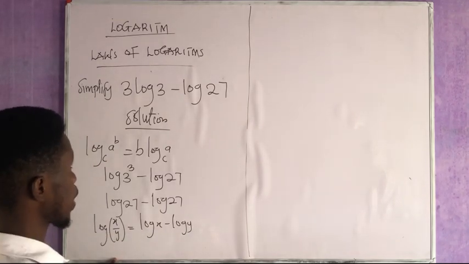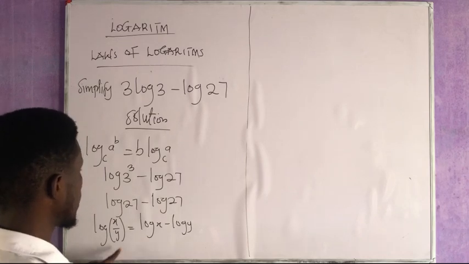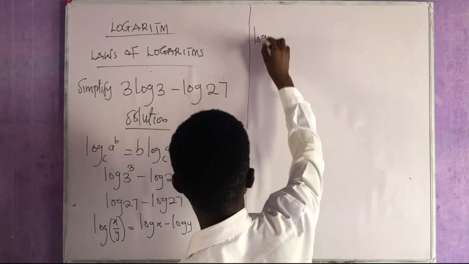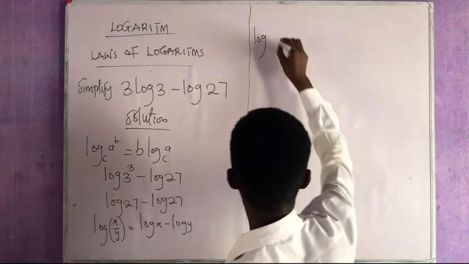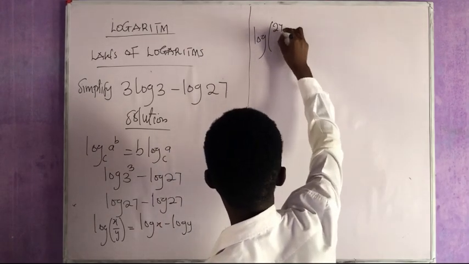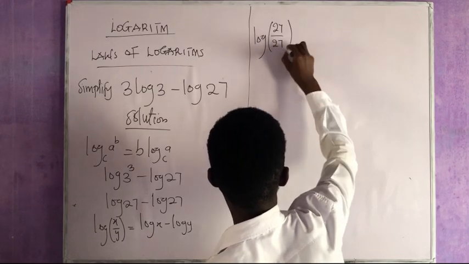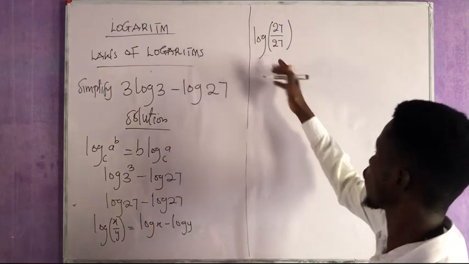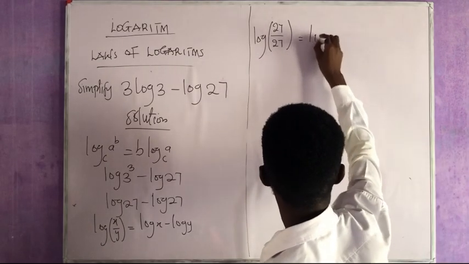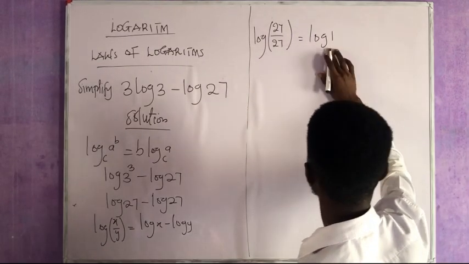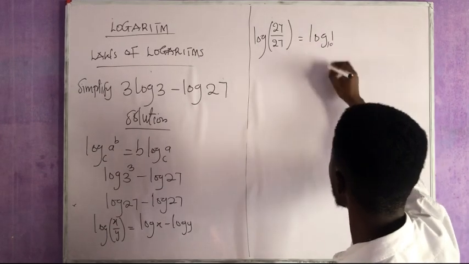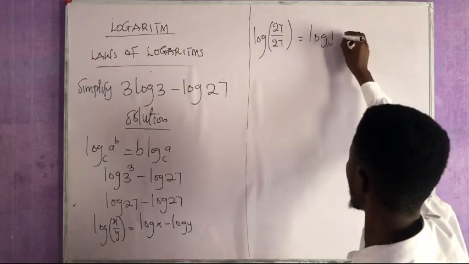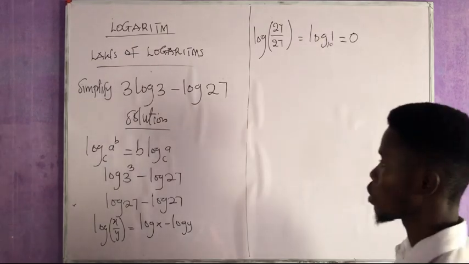So if I have something like this, it means that this particular question I can write as log 27 over 27. Is that okay? Now, 27 over 27 will give us log 1. And remember the base is 10. And we said that a log of 1 will give us what? 0. So that is the answer.